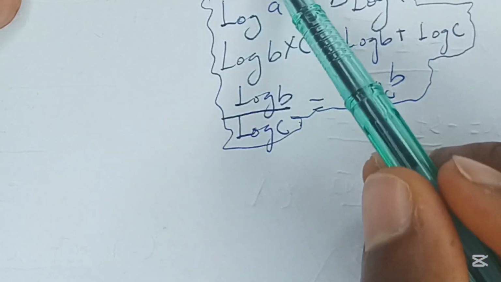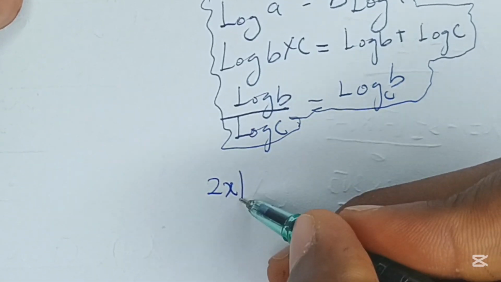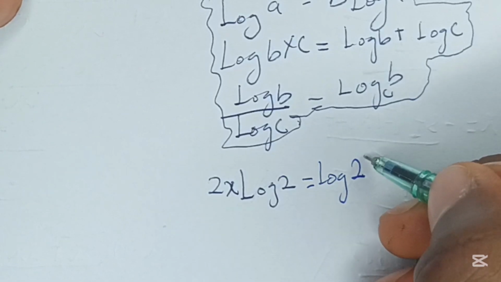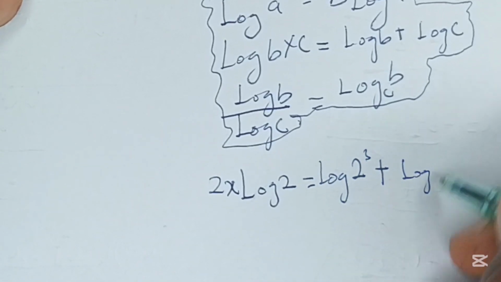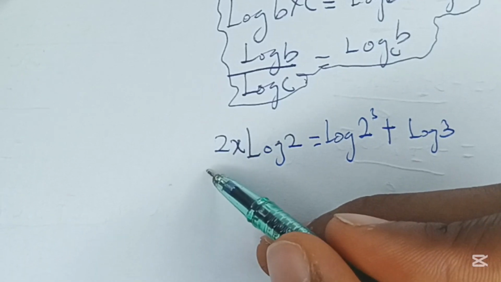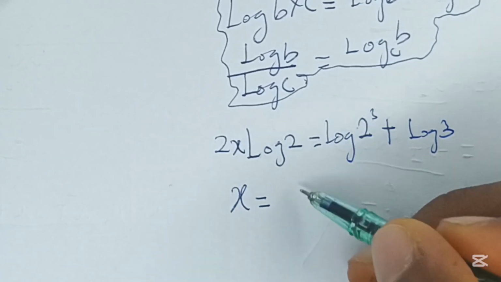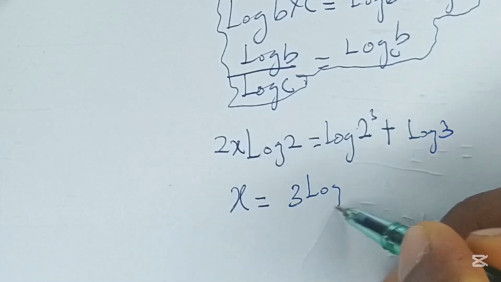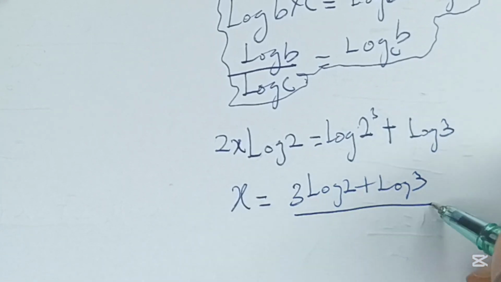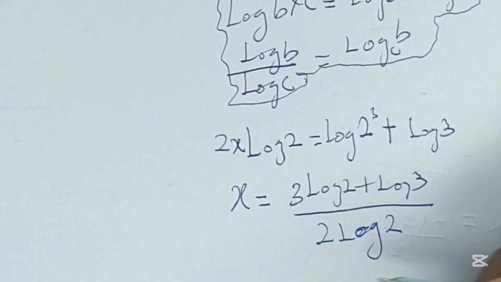Moving on, let's now apply these laws in this equation. So we now have 2x times what? Logarithm of 2 to be equal to logarithm of 2 to the power 3 plus logarithm of 3. Dividing both sides by 2 times logarithm of 2, we now have that x is equal to, this can be written as 3 logarithm of 2 plus logarithm of 3 divided by 2 times log 2.